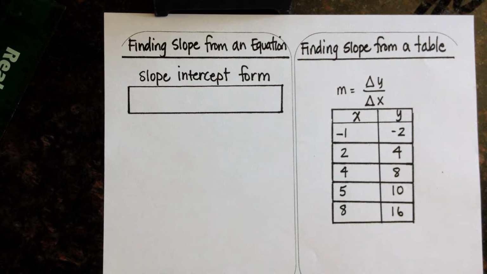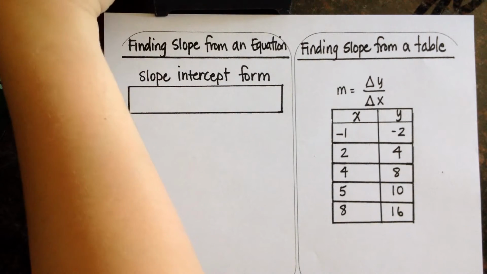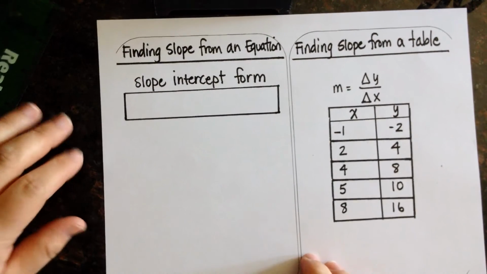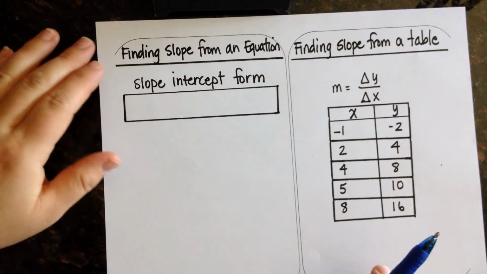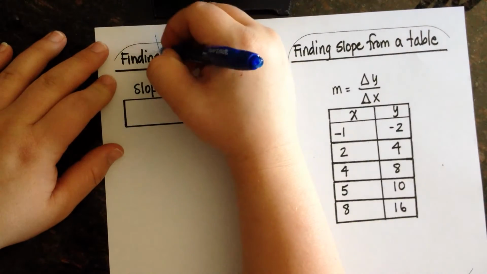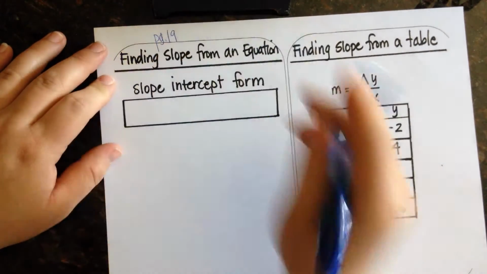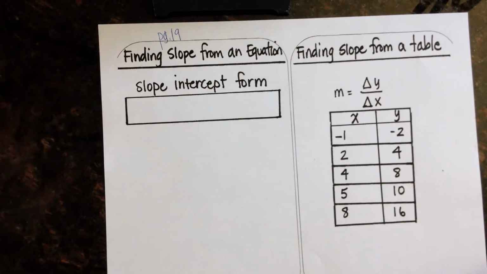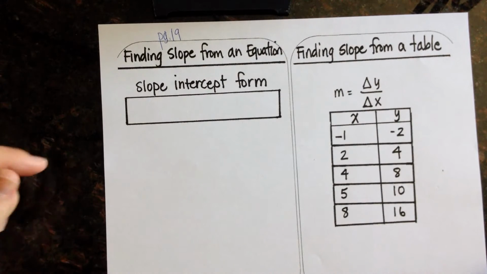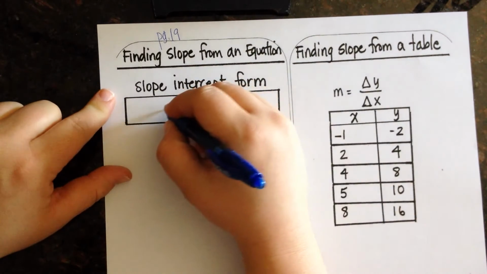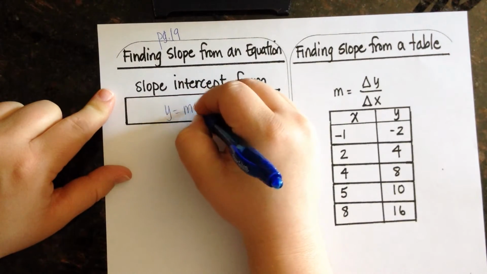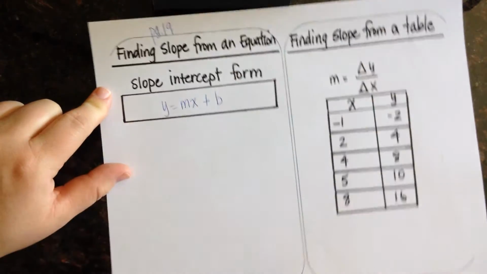Okay, so we're moving right along in our notebook. Finding slope from an equation. This is another form of the equation that you're going to have to memorize. It's slope-intercept form. This is going to go on page 19 in your notebook. At the end of this video, I will show you what each page should look like. But slope-intercept form you'll need to memorize. It is y equals mx plus b.